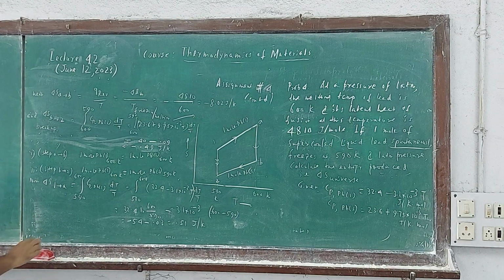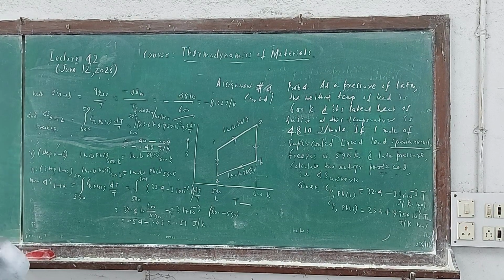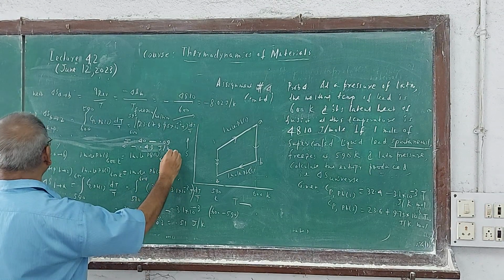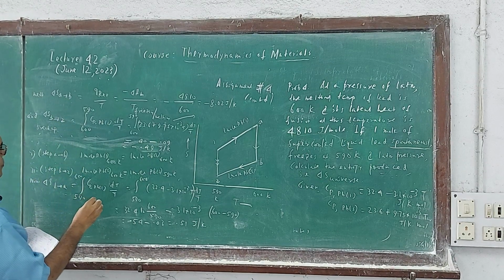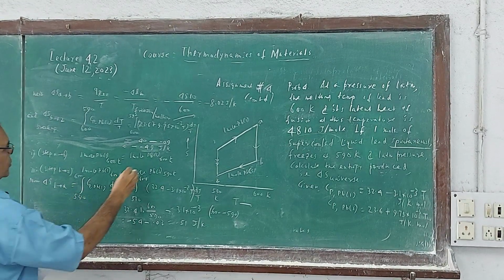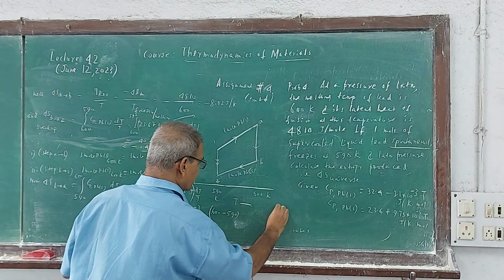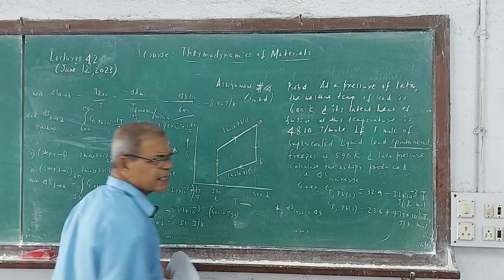What about delta S system, how much is it? Oh, sorry, I should not have removed this. Delta S A to B, delta S B to 2. Can you start from this point? So what is the delta S system? Tell me, what is delta S system?